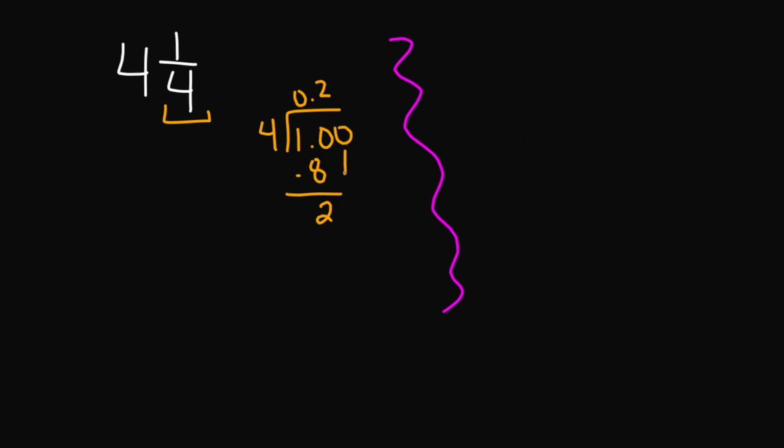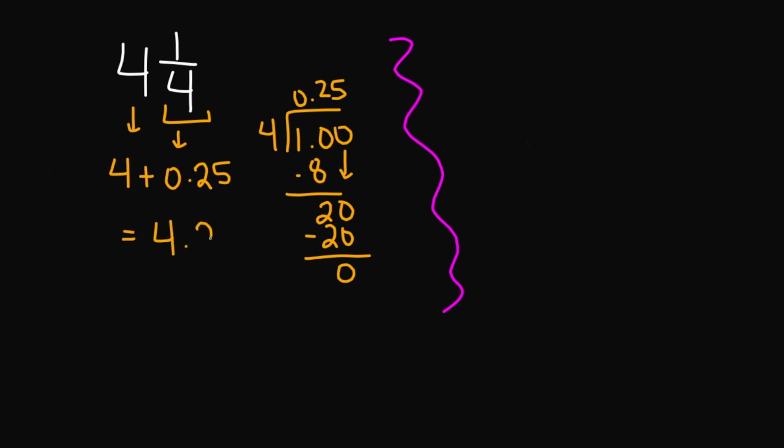Let's look at the fraction 4 and 1/4. If I turn this into a mixed number, we're going to divide 1 divided by 4. So we have our 4 on the outside, 1 is on the inside. 4 doesn't go into 1. However, 4 does go into 10 2 times. 4 times 2 is 8. 10 minus 8, this is going to equal 2. 4 doesn't go into 2. However, 4 goes into 20 5 times. 20 minus 20 is going to equal 0. So as a decimal here, you're going to get 0.25. However, I need to bring my 4 down. So we have 4 plus 0.25, and this is going to equal 4.25.